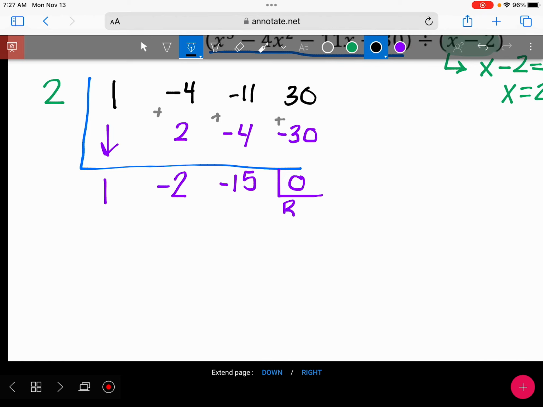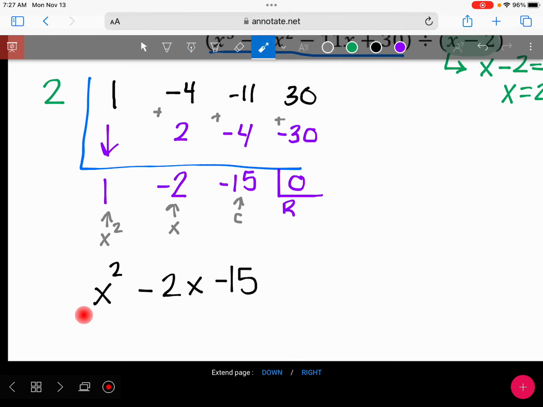Which means our leftovers, this is our constant term, this is our x's, and this is our x squared. So we can write this as the polynomial x squared minus 2x minus 15. And if all we were asked to do was divide, we would stop right there. But they've asked us to see if we can find all the roots, all the solutions, all the zeros of the polynomial.